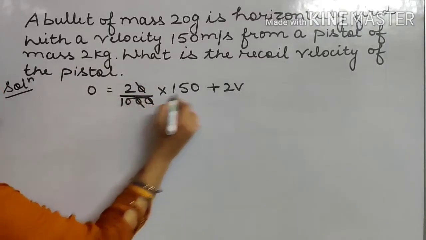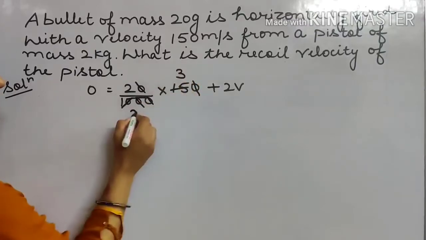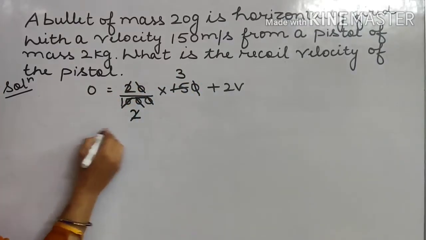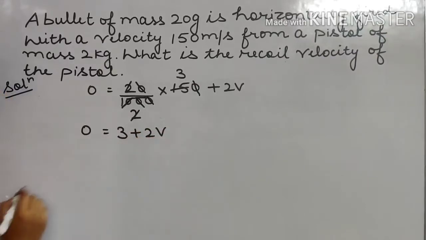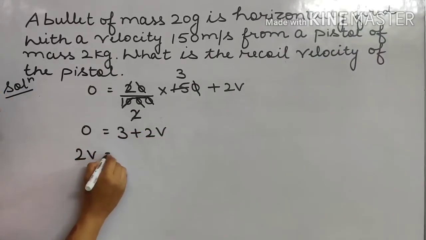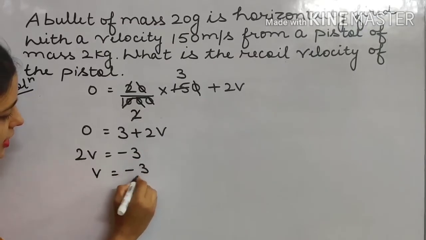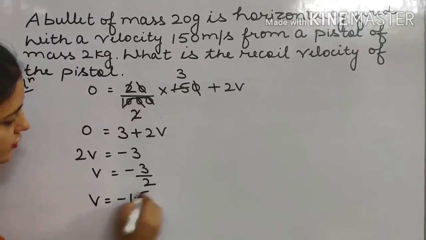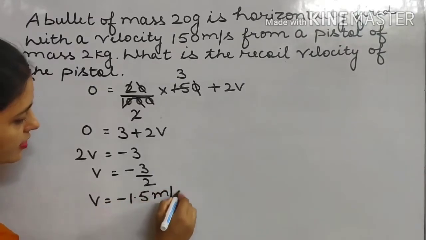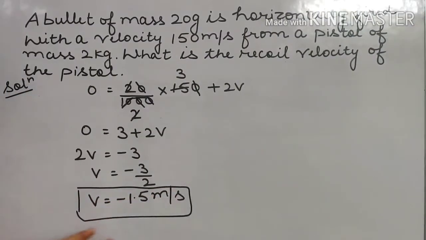0 0 cancel out. 5 2s are 10, 5 3s are 2 2. It's 0 is equal to 3 plus 2V. We can write 2V is equal to minus 3 and V is minus 3 by 2. That is V is minus 1.5 meters per second. So this is the recoil velocity of the pistol.